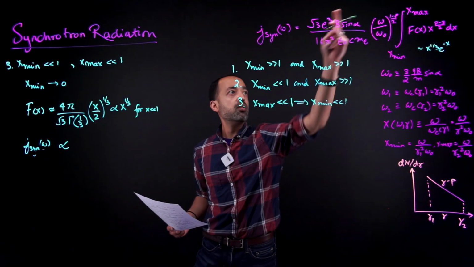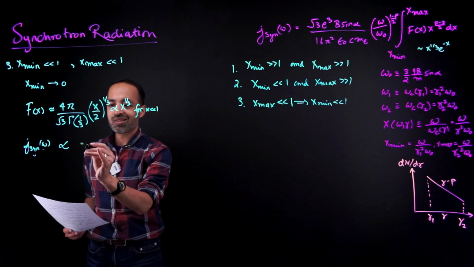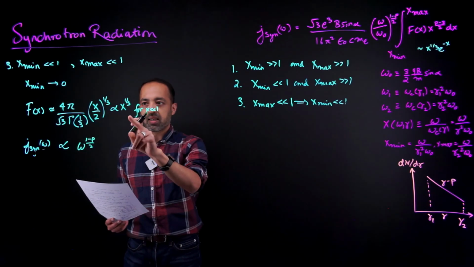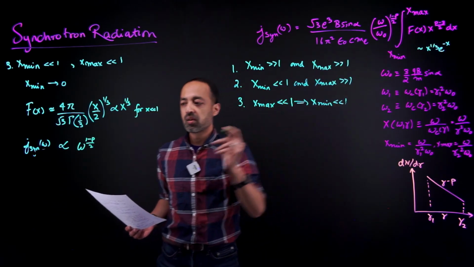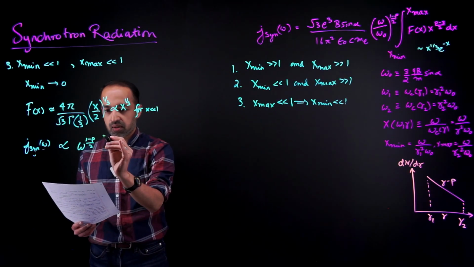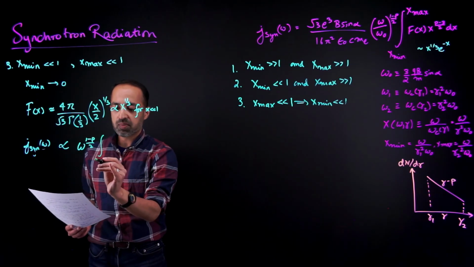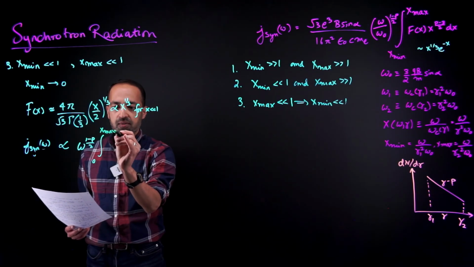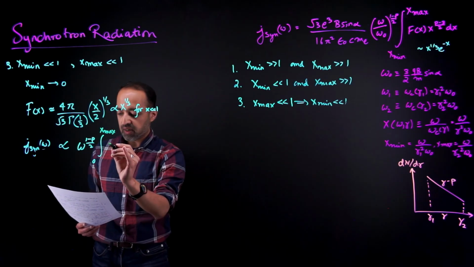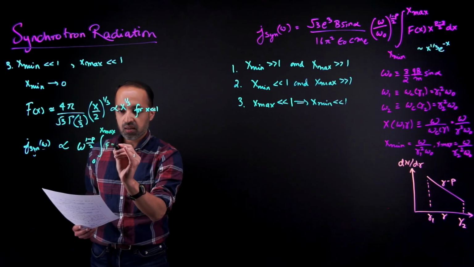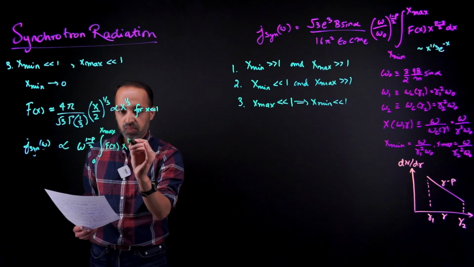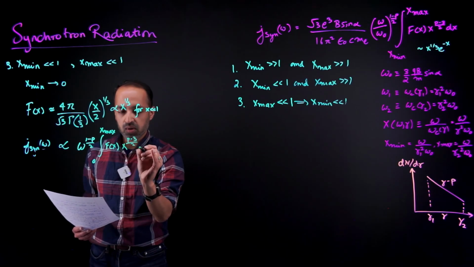So the frequency bit here from the prefactor of the integral is just omega to the 1 minus p over 2, of course. And then we have this integrand, this integral. And in that integral, we said we're going to take x min to 0, so that's 0, to x max, which is going to be some value, x max, of f of x, which I'm going to put in just a second, times x to the p minus 3 over 2 dx.